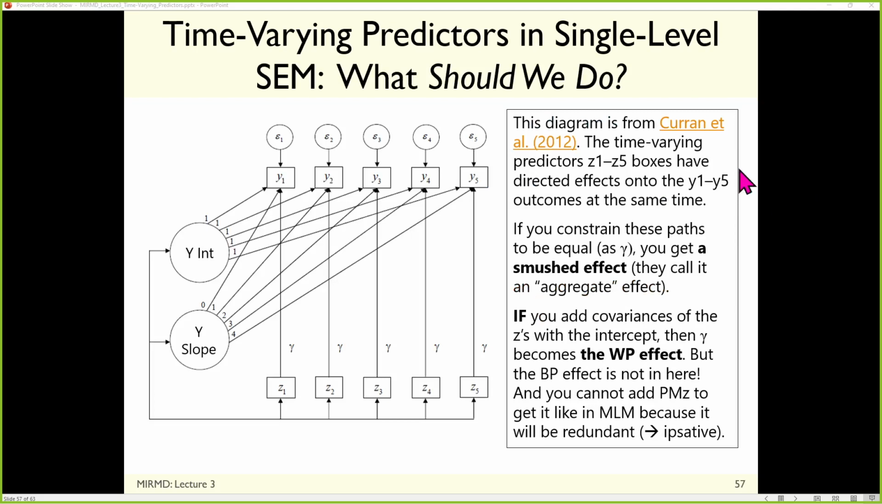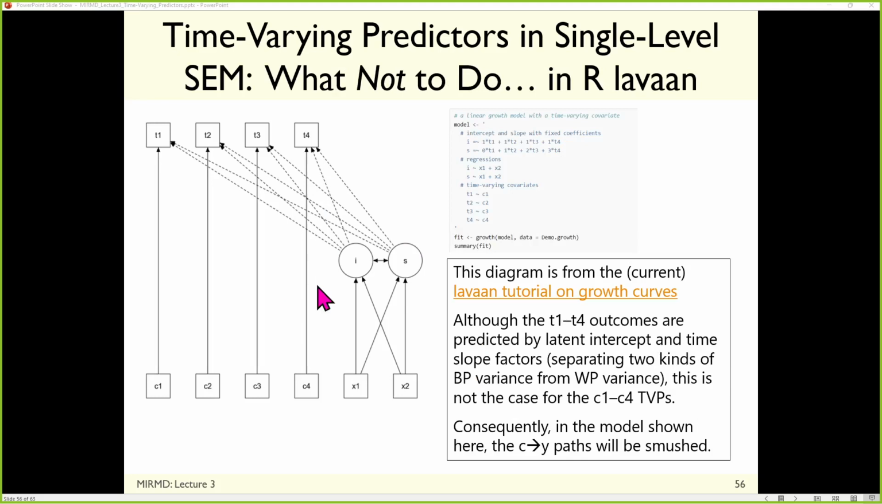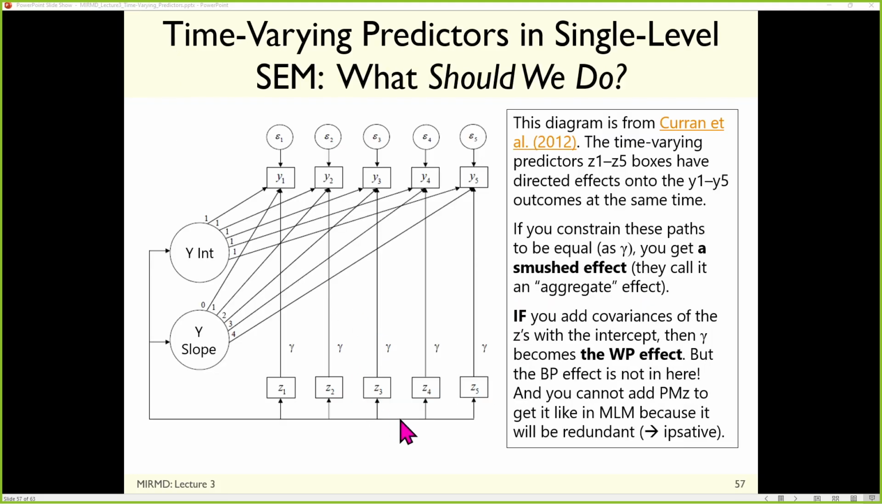I don't know who was, but the person that I credit to presenting it in a way that I could follow it was Patrick Curran at a conference that we went to in like 2010, and so this is from a book chapter. So he and his colleagues figured out that yes, indeed, these paths are smushed. But if you allow a covariance between the time invariant or the time varying predictors with the intercept and slope, the paths get unsmushed.